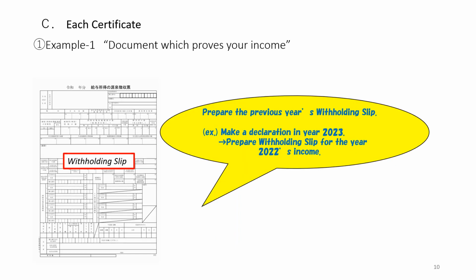On this page, we will explain what kind of documents can legally prove your income. This is an example of a withholding slip. Prepare the previous year's withholding slip. For example, if you make a declaration in year 2023, you need to submit year 2022's withholding slip. Other years' withholding slips are not acceptable.